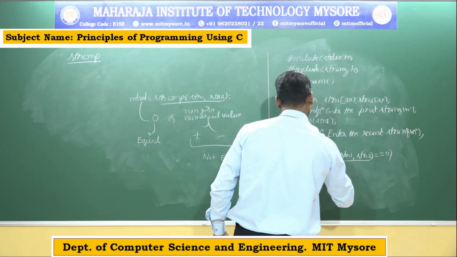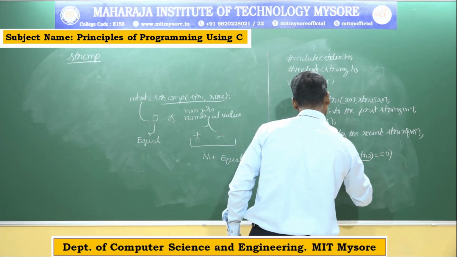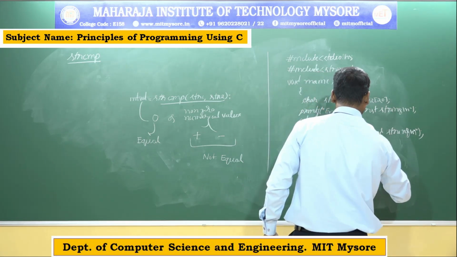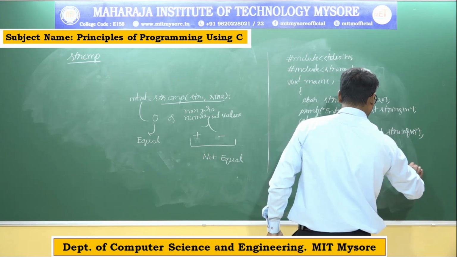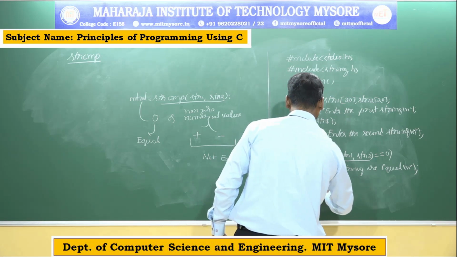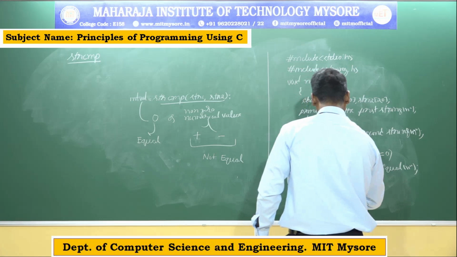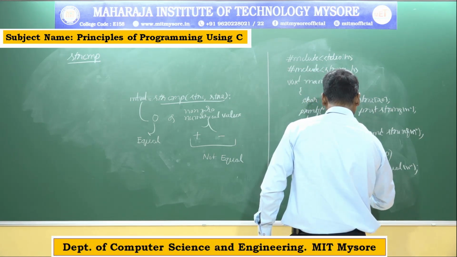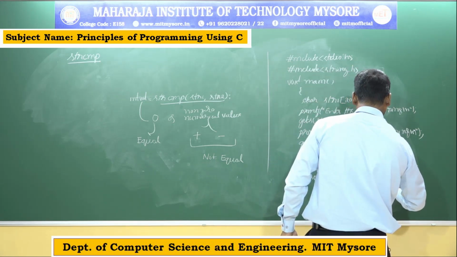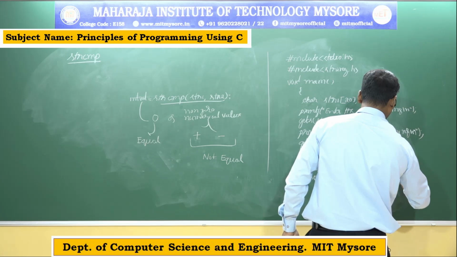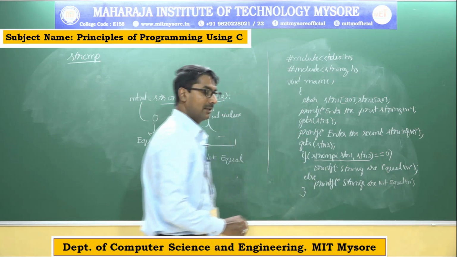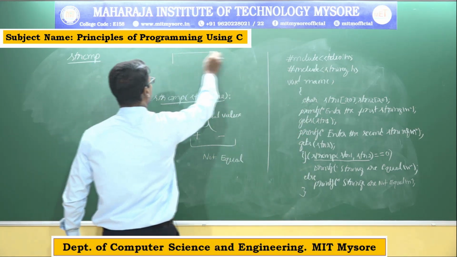So printf("strings are equal"), else printf("strings are not equal"). Okay, this is the program. Now consider an example.